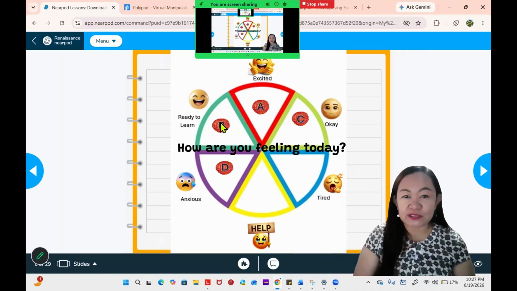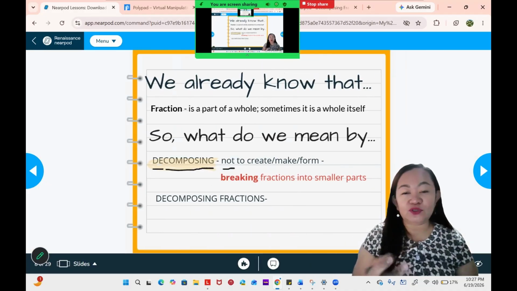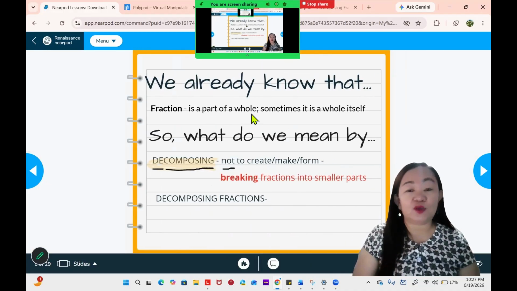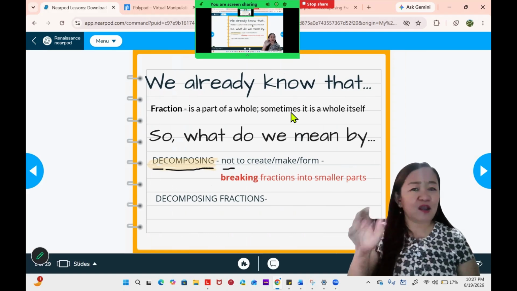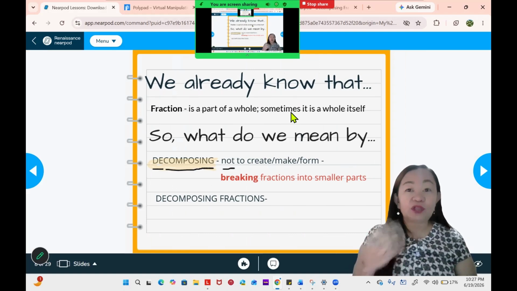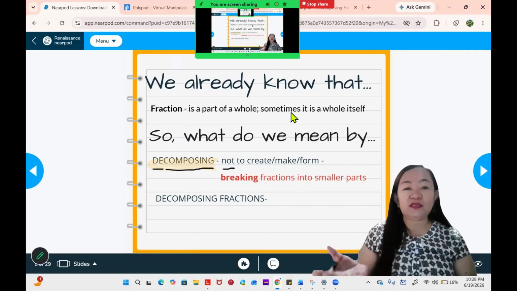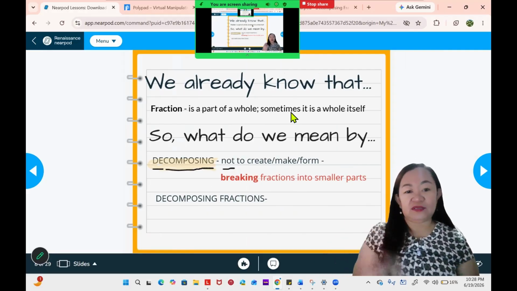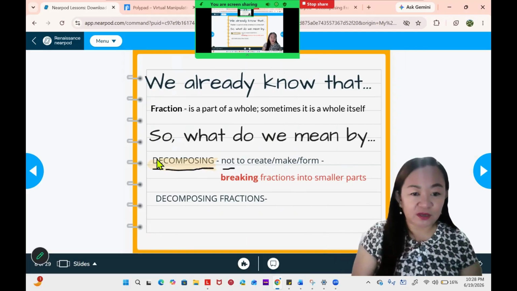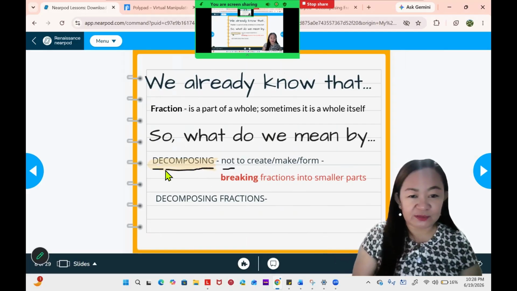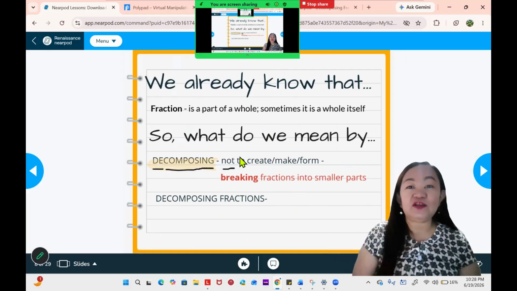So we're going to be doing a little bit of this figure later on. Okay, so we also know that a fraction is a part of a whole, and sometimes it is a whole itself. Okay, but our topic is what? Decomposing fractions. So, what do we mean by decomposing? We're going to break this apart because we're talking about breaking apart, right? Okay, so de means not.